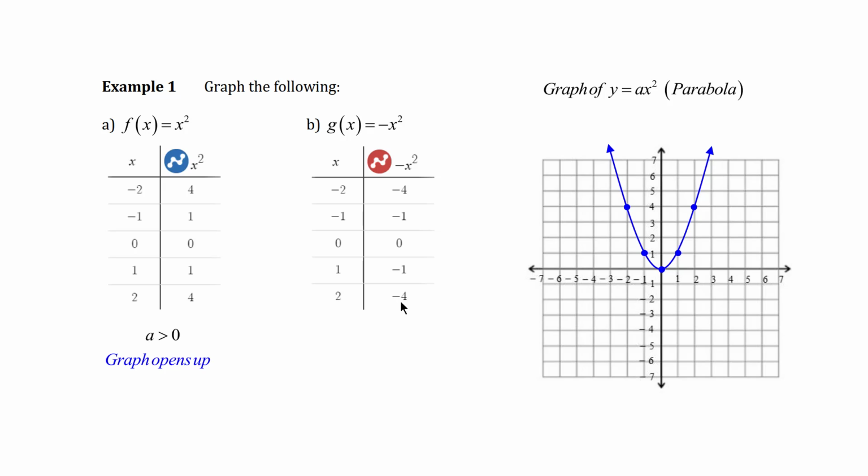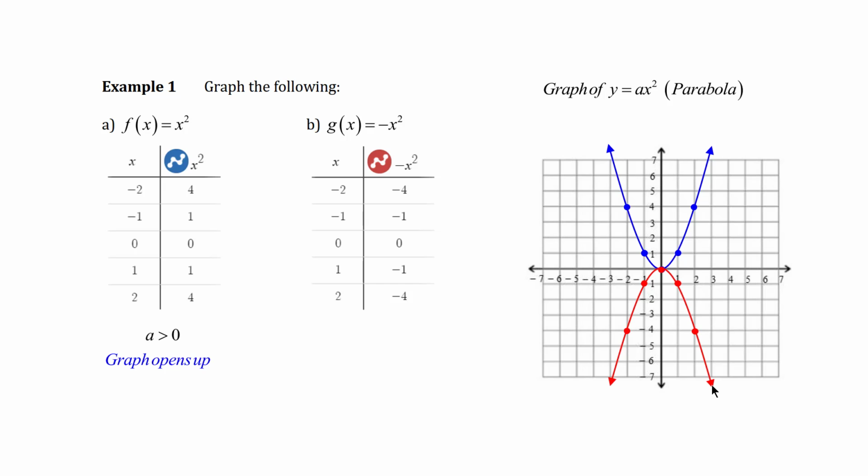Next, we go ahead and plot our points. We have -2, -4 right here. -1, -1 is here. 0, 0 is here. 1, -1 is here. And our last point, 2, -4 is here. Next, we draw a curve through the points. So this graph here in red represents the graph of g of x equals -x squared.